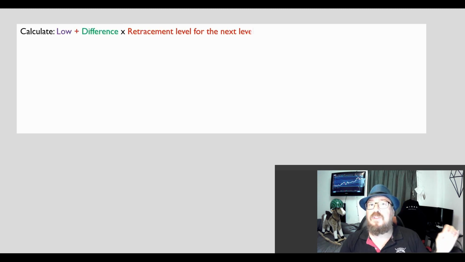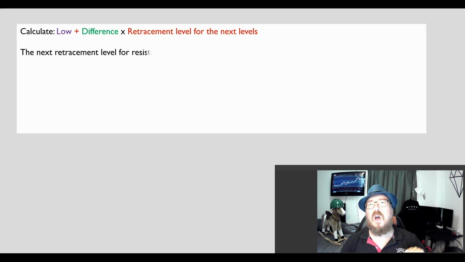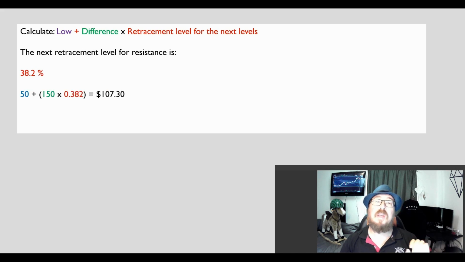Was that just a little bit too much for you? Do you want to try another one? Well, let's look at the next resistance level. Do you remember what that next level is? See if you've got it. It is 38.2%. So our low was 50, and we're going to add the difference, which is the 150, multiplied by the 0.382, and this gives us $107.30. So that is a resistance level again, up from the 50.